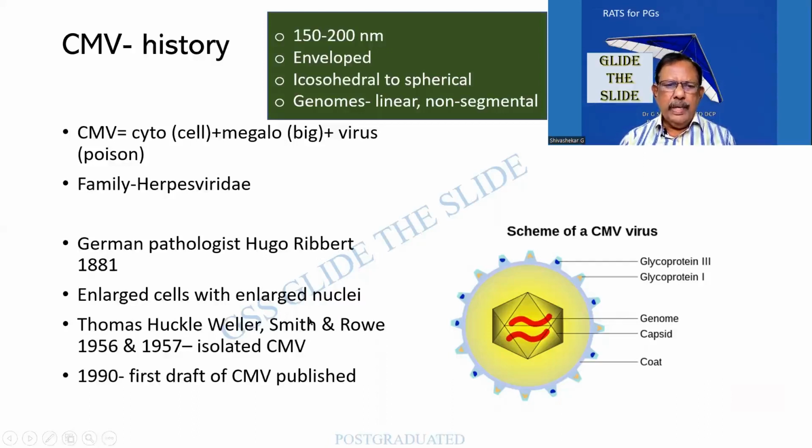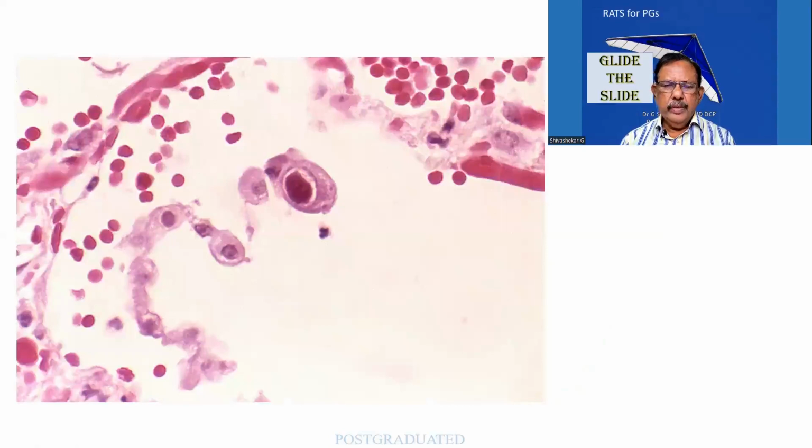Then these people isolated the cytomegalovirus. And finally, in 1990, the draft or a publication was brought out. This is a simple schematic diagram in which I am finding the glycoprotein envelope, and then there is the nucleus, in which a very simple form of double stranded DNA is present. So this is one of the lesions again.